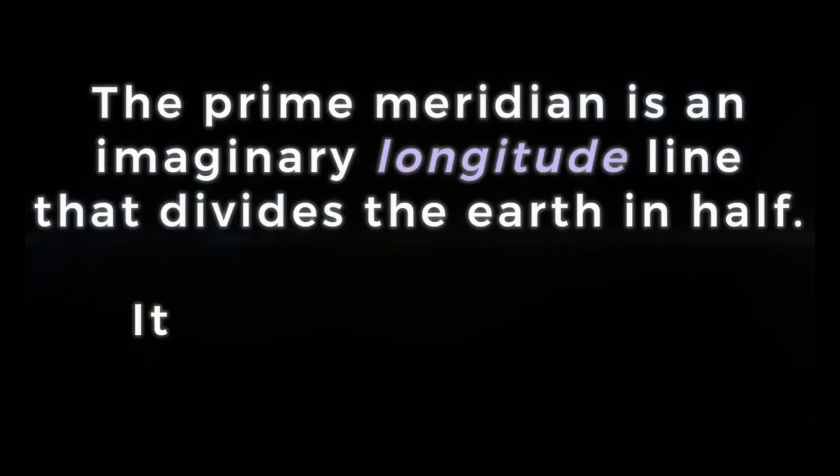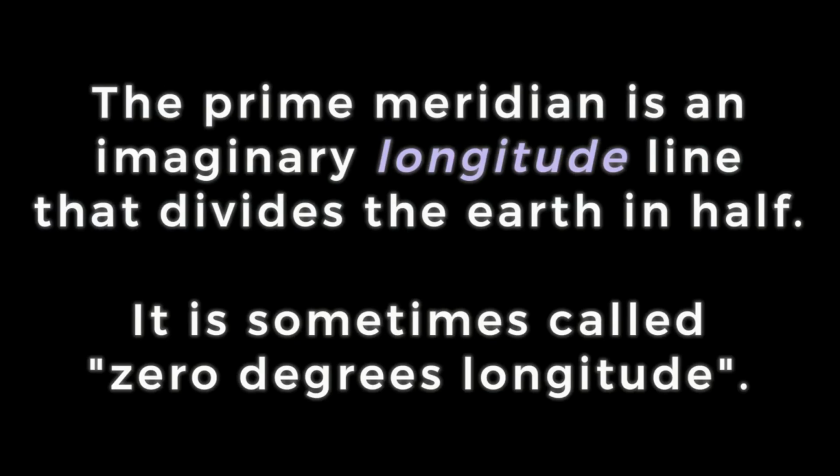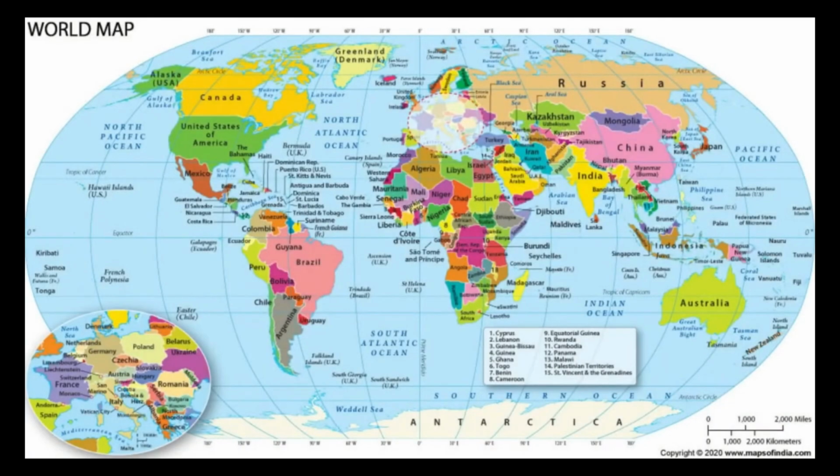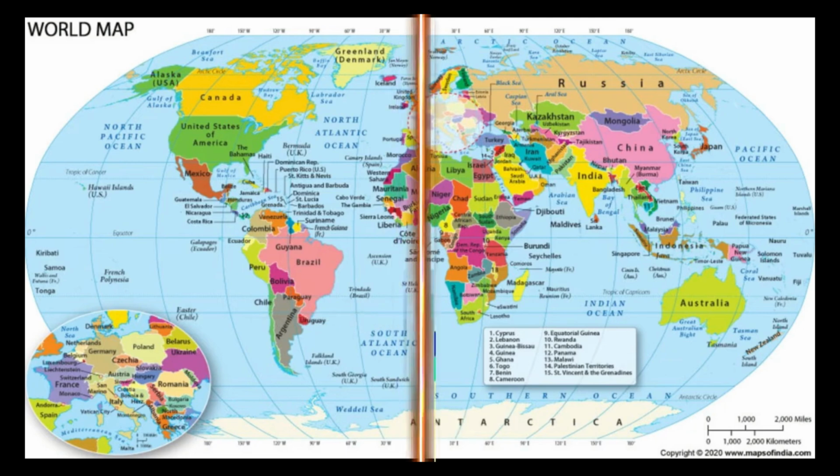Prime meridian. The prime meridian is an imaginary longitude line that divides the Earth in half. It is sometimes called 0 degrees longitude. Here's our map again, and this line right here is called the prime meridian. You can see it's also a longitude line, and sometimes it's called 0 degrees longitude.